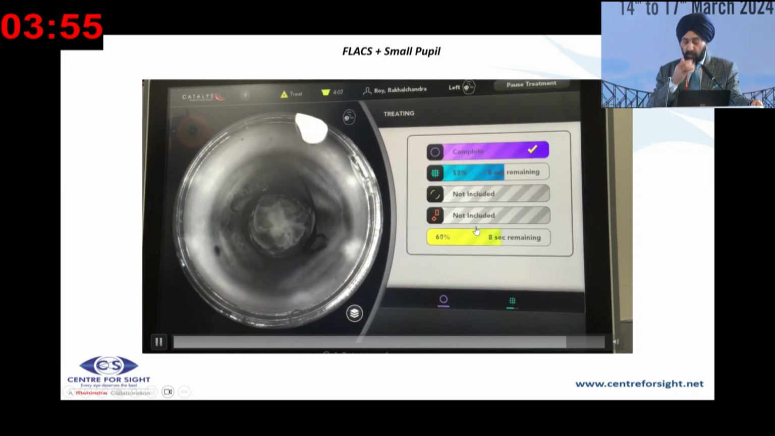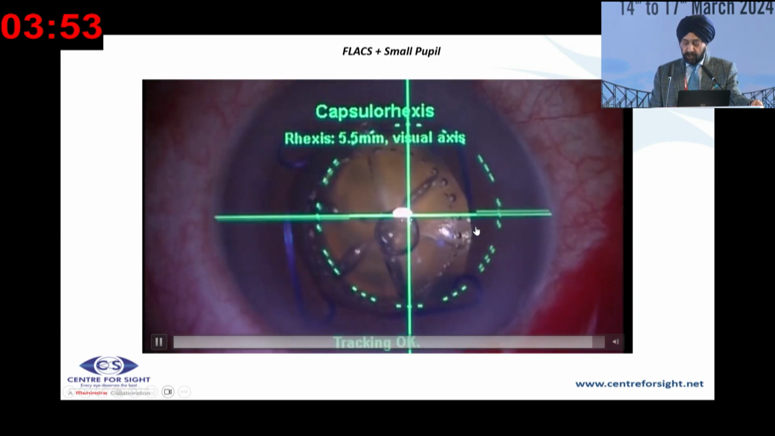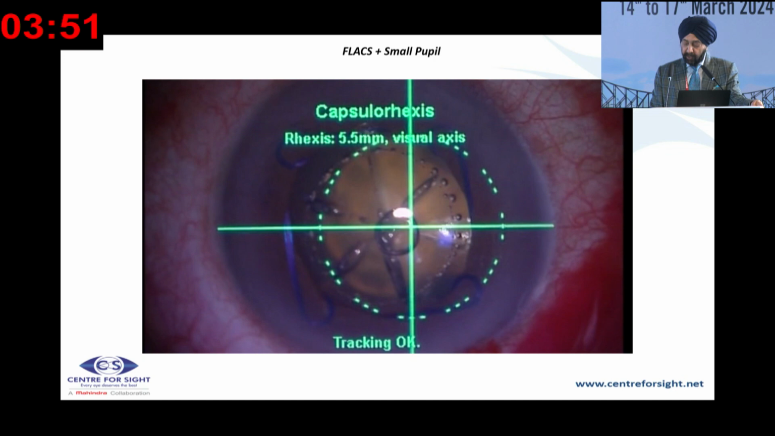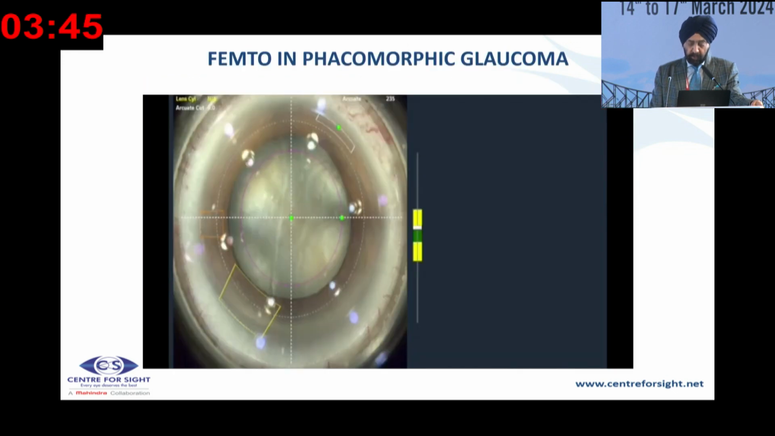We are getting a good incision and nucleotomy, and you can easily go ahead with this. Again, you can get good results.